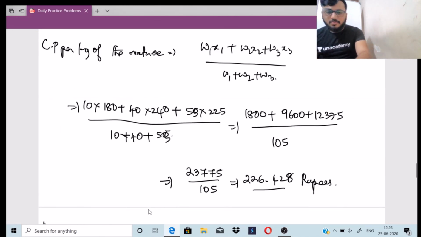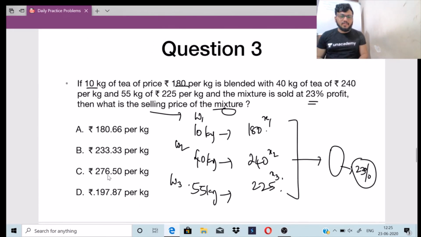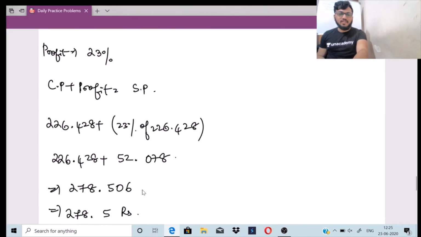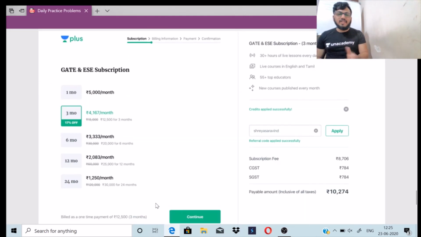Let's go back to the options. Do I have 278? Yes, I have 276. Sorry, I have 276. It should be 278, right? I have 278.50 rupees. Okay, it is 52 rupees basically. So option C is the right answer. 278.50 rupees. 226 plus 50, 276, plus 2, 278. Okay, that is the option C. So that's it from the lesson, guys.